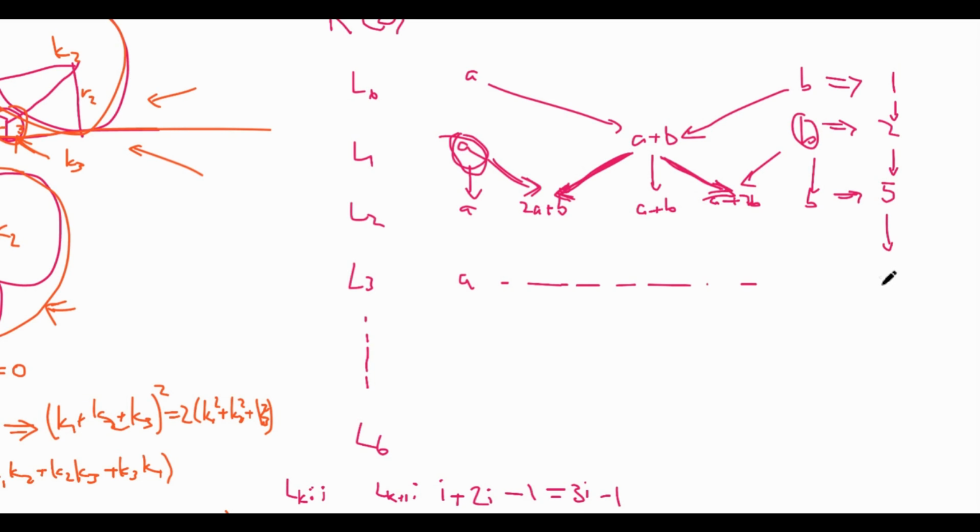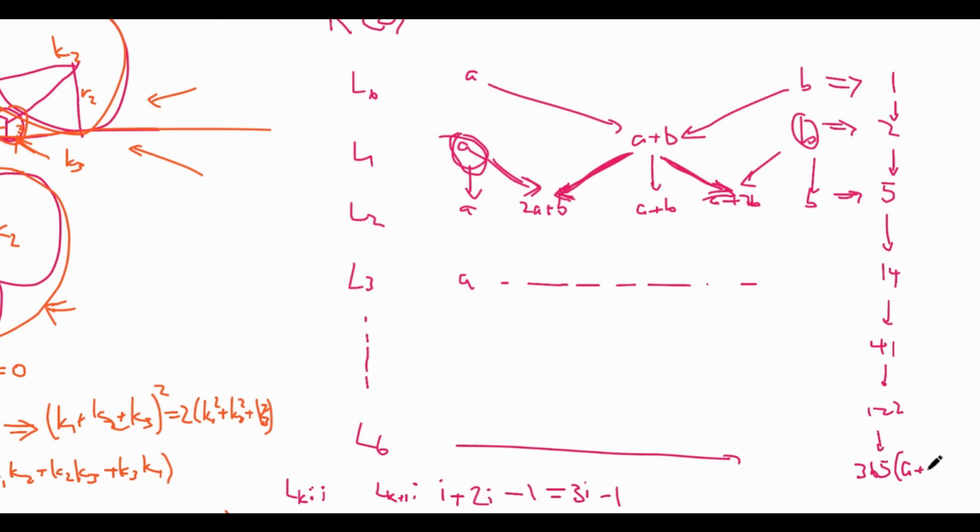So now we continue the pattern. If we plug in 5, we get 14. If we plug in 14, we get 41. If we plug in 41, we get 122. And if we plug in 122, we'll get 365. And this is the value corresponding to L6. So this 365 is the coefficient of A. And we also know that this is also the coefficient of B.